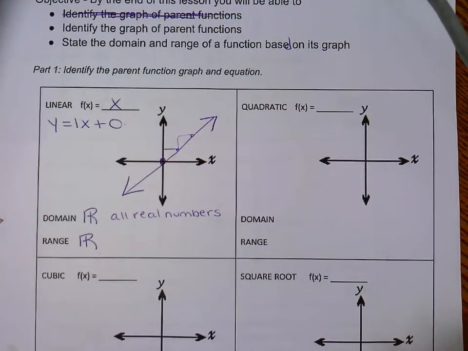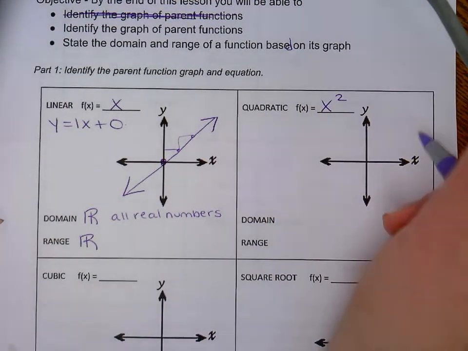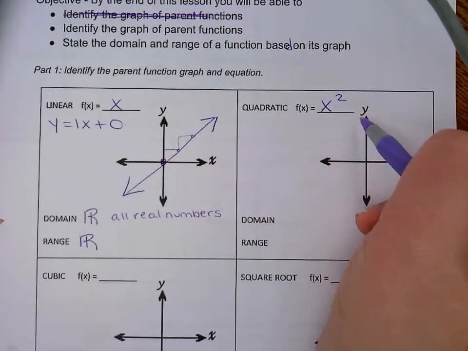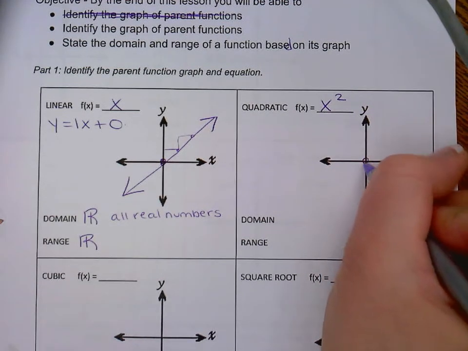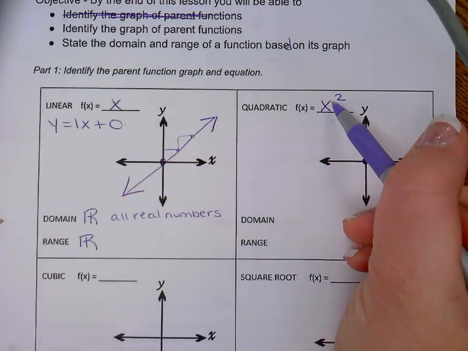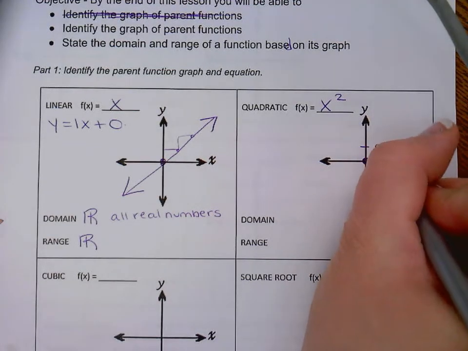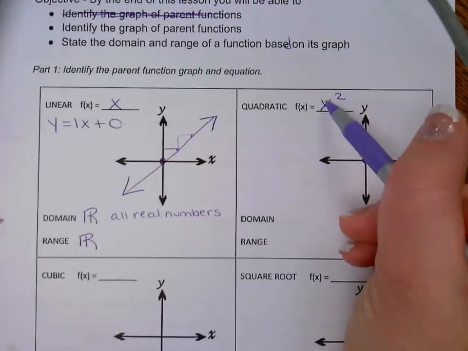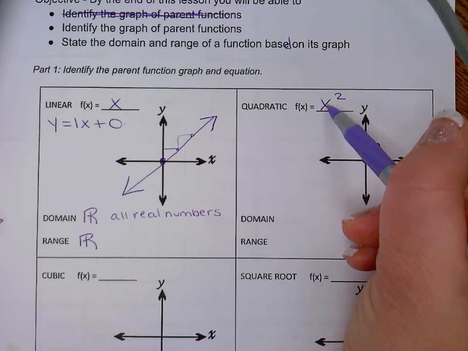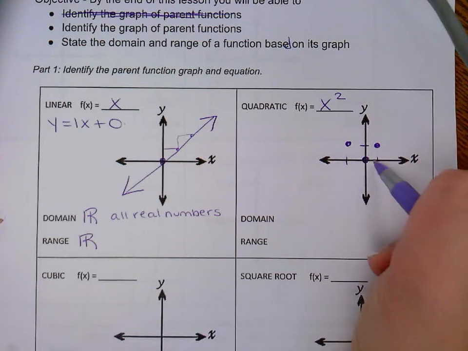A quadratic function, the parent function is x squared. And we're going to be diving deeper into this parabola shape, but the vertex is at 0, 0, because when you square 0, you get 0. What happens when you square the number 1? 1 squared is 1. What happens when you square a negative number? So negative 1 squared is also 1. So from the vertex, we've gone over 1 and up 1 in each direction.